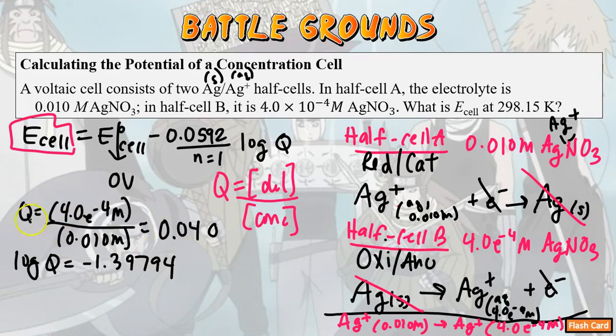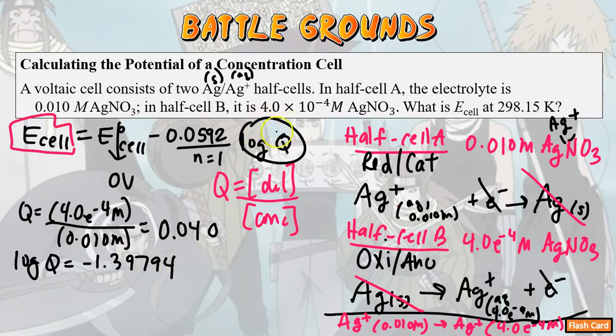I went ahead and solved for my Q value. I took my diluted concentration, which is going to be my product here, 4.0 times 10 to the negative 4 molar, divided by my reactant, the concentration here of 0.010 molar. When I divided these two numbers, I get 0.040. Okay, and then I took the log of that because I already know I have to do that for my Nernst equation, and I got negative 1.39794.